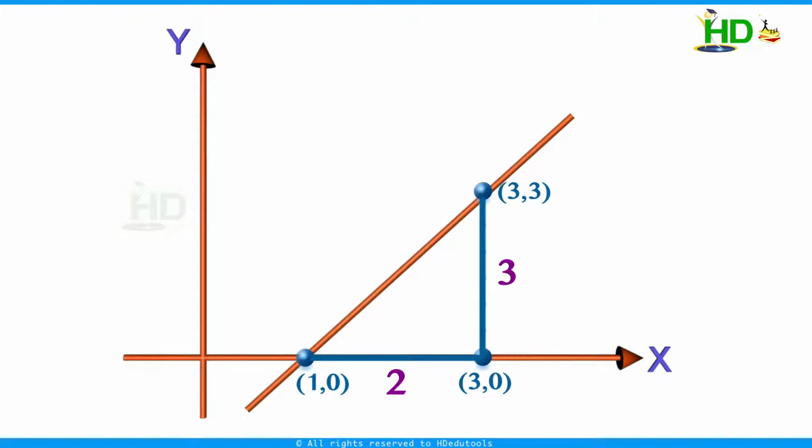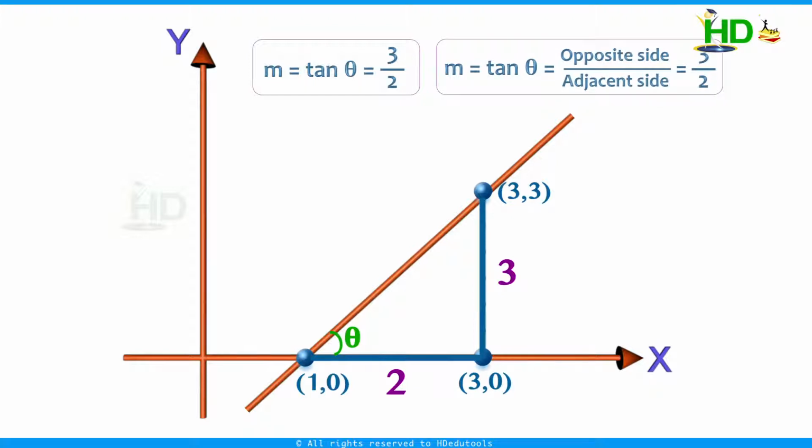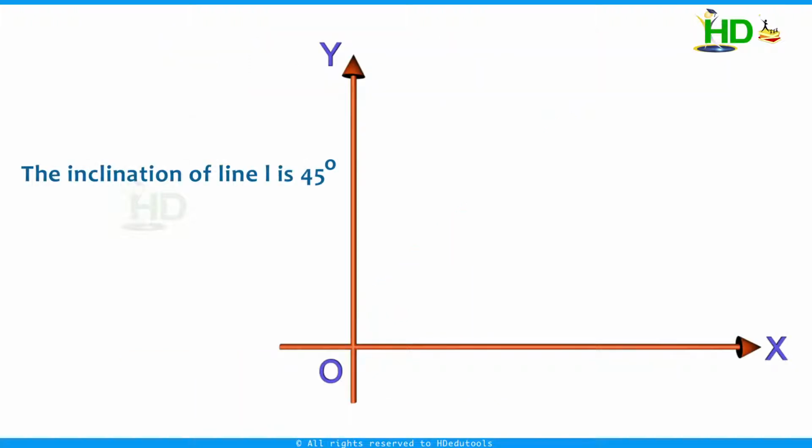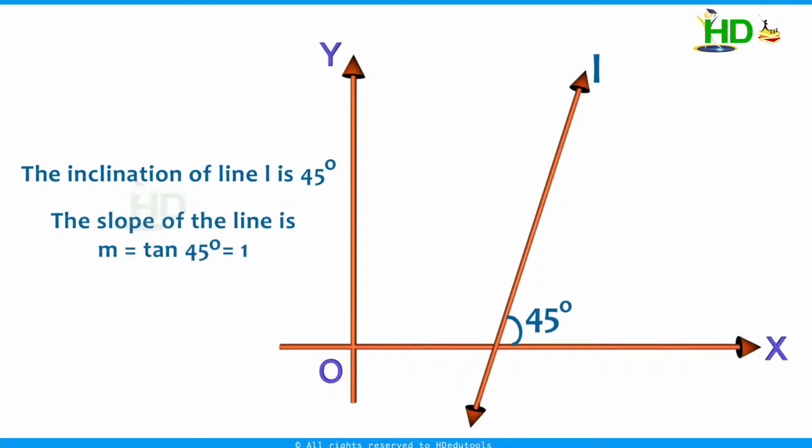Mathematically, if theta is the inclination of the line, then the slope is denoted by m and is given by m = tan theta. You know why it is tan theta? Yes, tan theta is nothing but opposite side by adjacent side. If I consider this triangle, the opposite side gives the variation in the y-axis and the adjacent side gives the variation in the x-axis. Now in this figure, the inclination of line L is 45 degrees. The slope of the line is tan 45, which is equal to 1.